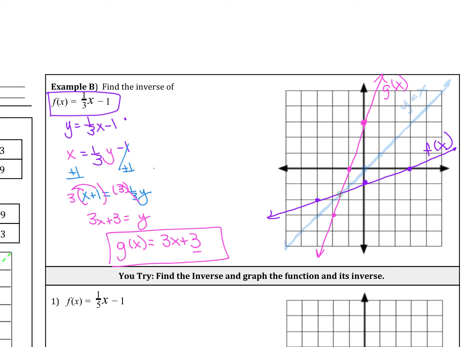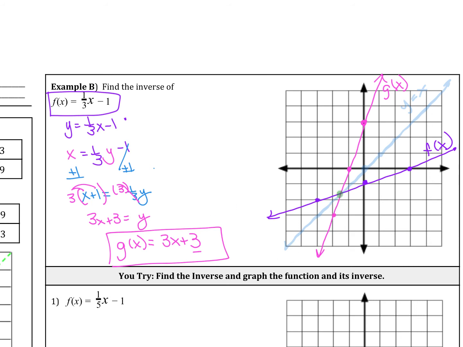If for some reason your graphs do not intersect on that line of reflection, number 1, check the algebra to make sure that something didn't happen. Maybe you forgot to distribute. It may be that it's not an inverse, but for purposes of the examples we have here, they're all going to be inverses and they all should work. So they should all intersect on that line of reflection, just like it does here.